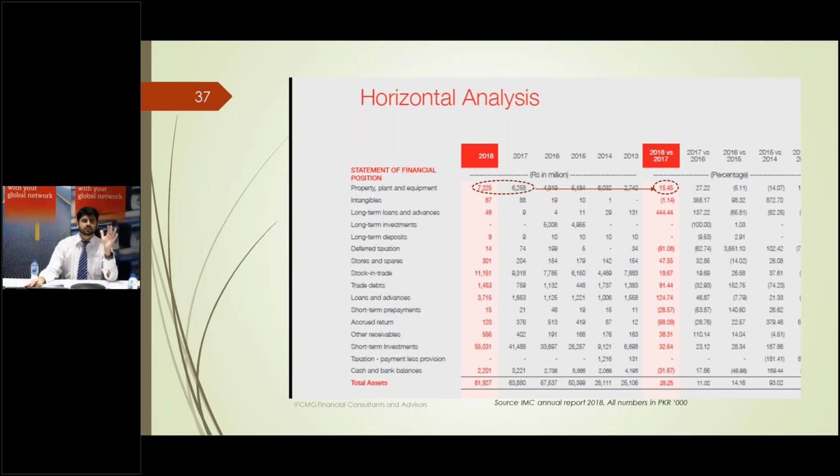We just identified property, plant, and equipment here, which I've highlighted, and we can see that there's an increase of 15.5% from the prior year. And again, we will need to delve down further into the details, asking why the numbers are different, by drilling down.